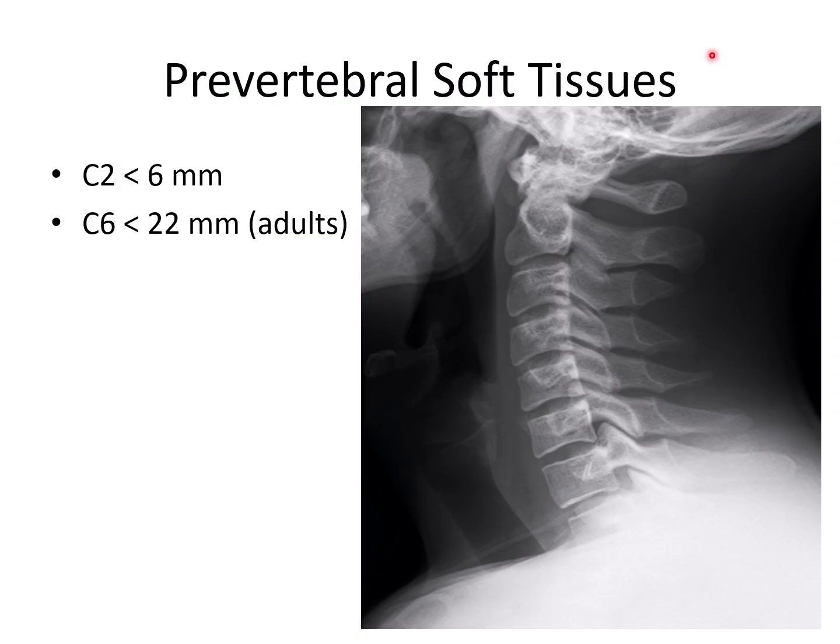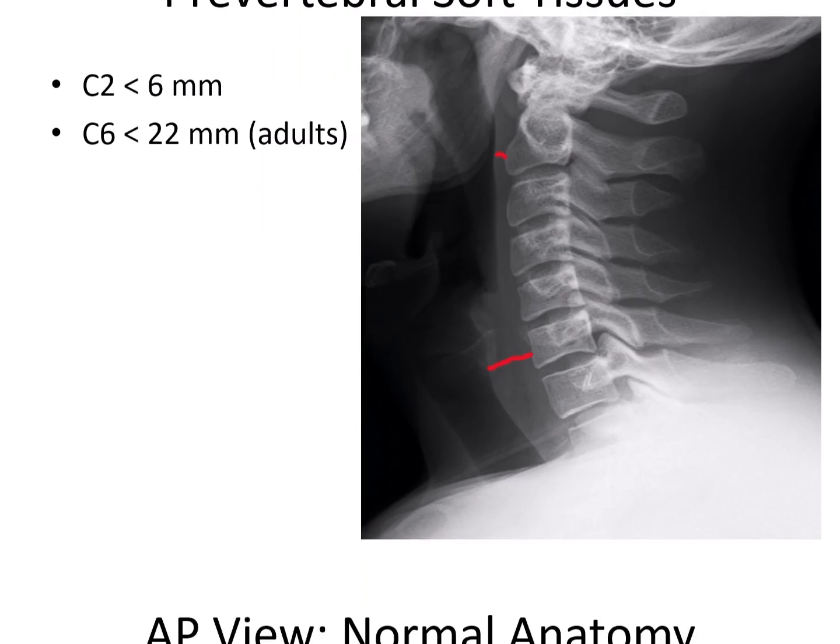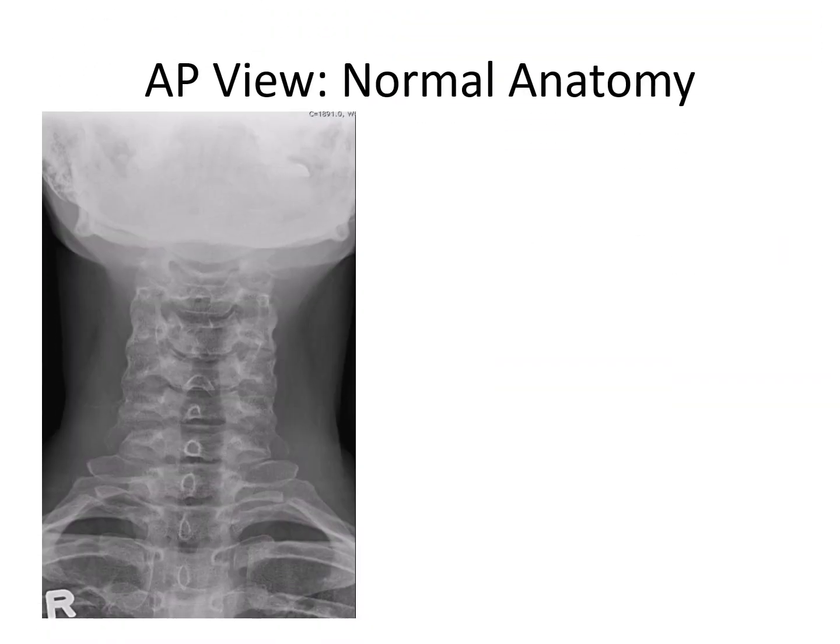Now the prevertebral soft tissue. How do we know that this is normal prevertebral soft tissue? It is measured at the C2 level. It should be less than 6 mm, and at the C6 level it is less than 22 mm in adults. If its size is increased, then think of a prevertebral abscess, mass, or any other pathology or causes.